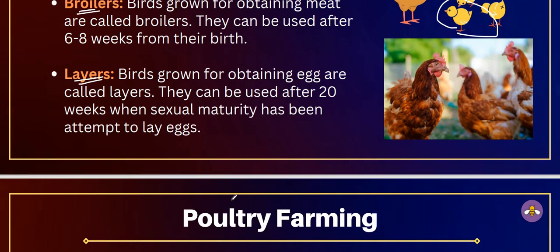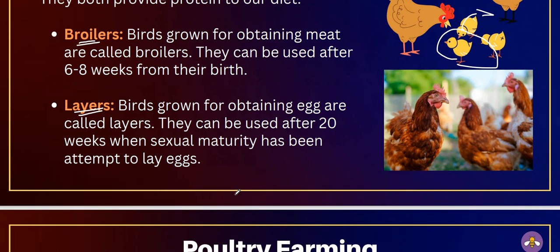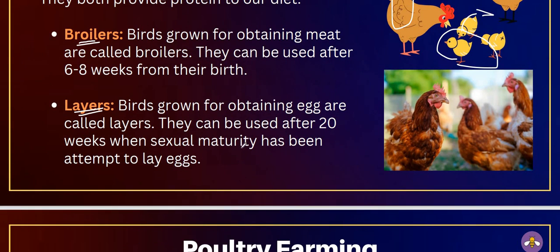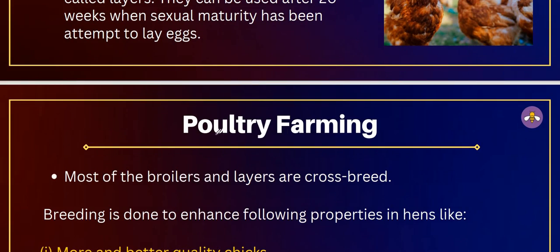Layers are birds grown for obtaining eggs mostly. They can be used after 20 weeks, when sexual maturity has been attained, to lay eggs. So these need sexual maturity.